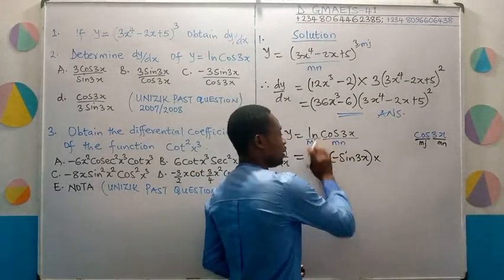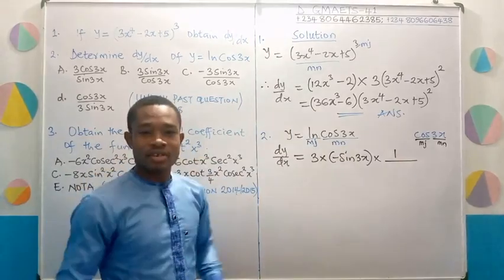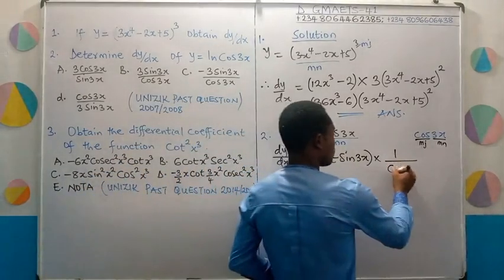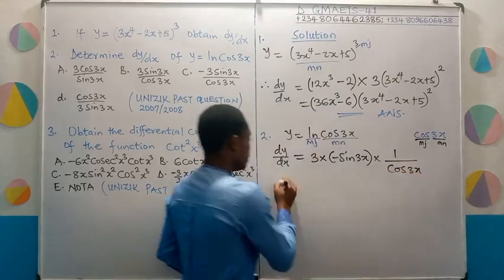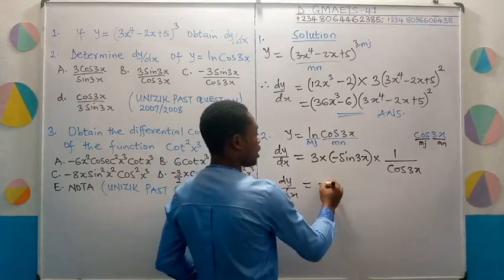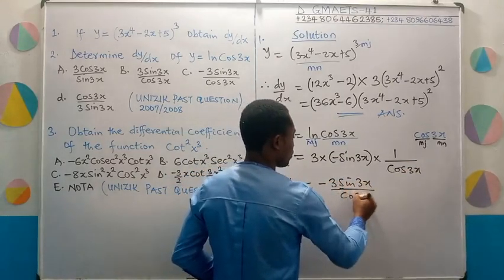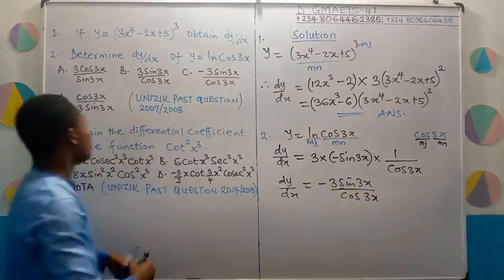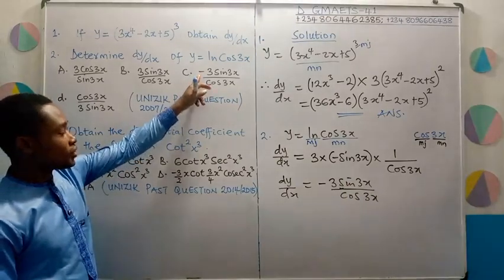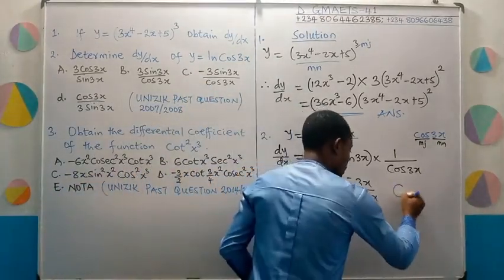Differentiating ln, you are going to get 1 over the whole minor it is carrying, and the whole minor in front of the ln is cos 3x. Therefore, dy/dx is equal to, if you multiply this, minus 3 sine 3x all over cos 3x. If you look at your options, the correct answer is option C: minus 3 sine 3x over cos 3x. So C is the correct option.